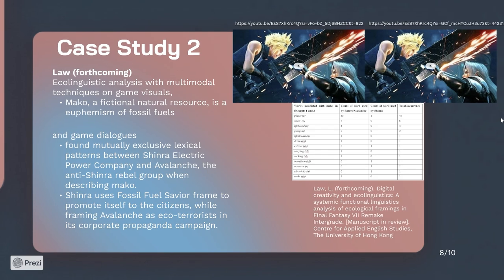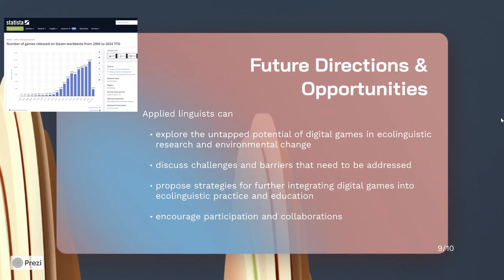Therefore, my second and final slide is basically, as an ecolinguist, what can you do? Well, you can explore and tap the potential of digital games in ecolinguistics research. You can discuss the challenges and barriers that we'll face when doing this research. You can also propose strategies for further digital games practices in education. You can apply a lot of these concepts in teaching classes, and also encourage participation and collaborations.